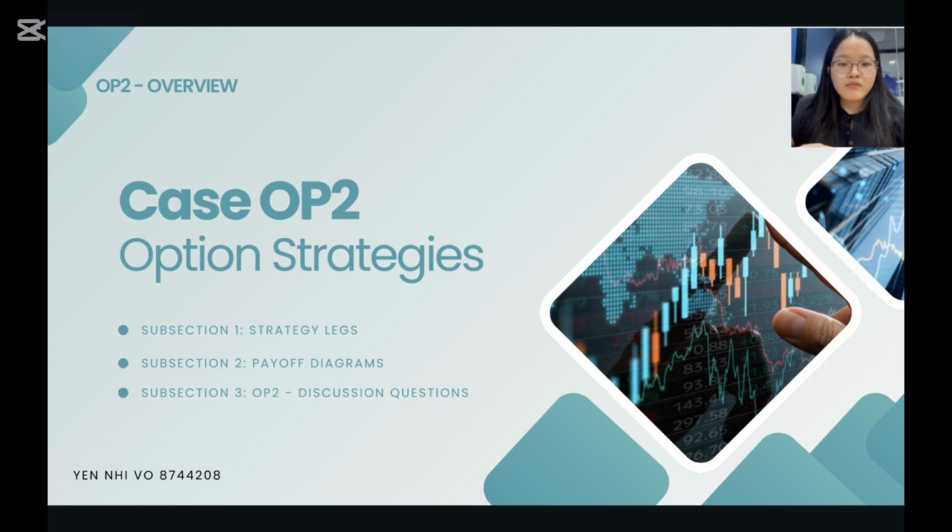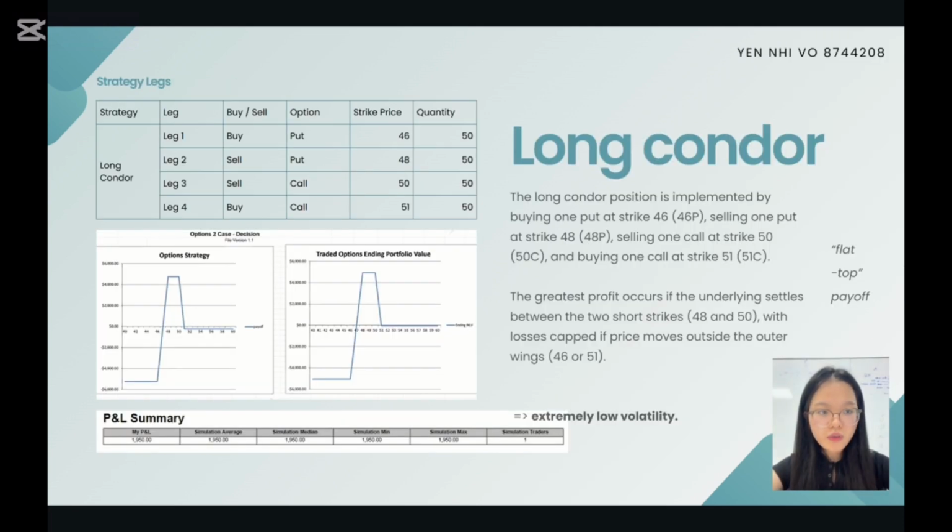decay to generate profit. The long condor strategy was structured by buying one put with strike 46, selling one put with strike 48, selling one call with strike 50, and buying one call with strike 51. This created a four-leg strategy that profits when the underlying asset remains within a narrow price range, specifically inside the inner side from 48 to 50. The theoretical payoff shape shown in the option strategy shows a flat, profitable middle range and limited losses on the outside. The realized gain of $1,950 matches the theoretical payoff prediction.